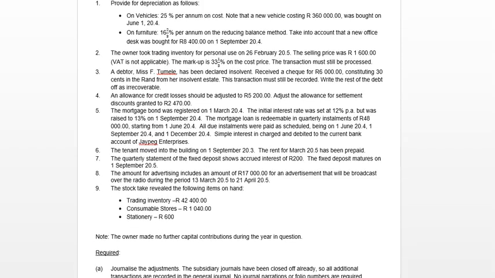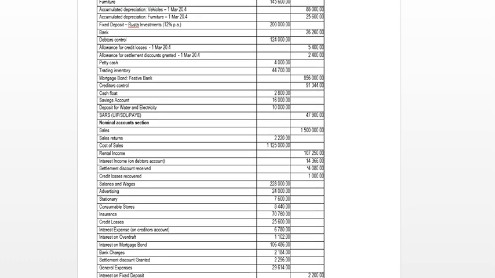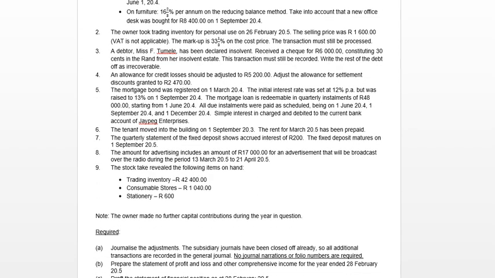If we look at the second portion, here they say that we also want to adjust our allowance for settlement discount granted to 2,470. So what was our allowance for settlement discount granted? On the 1st of March 2004, it was 2,400 Rand. Now we want to adjust this 2,400 Rand to 2,470. So it's an upward adjustment. So it's more than what we expected it to be.